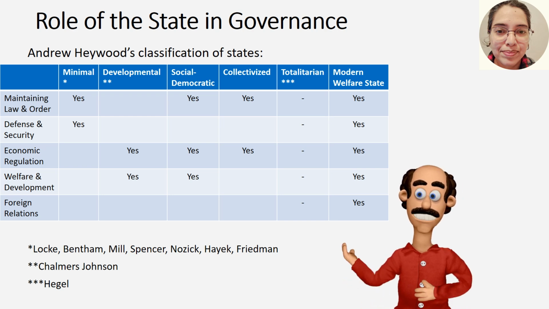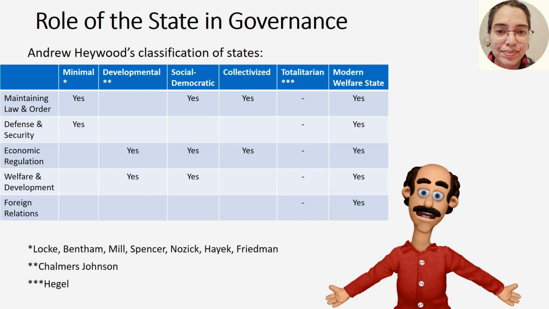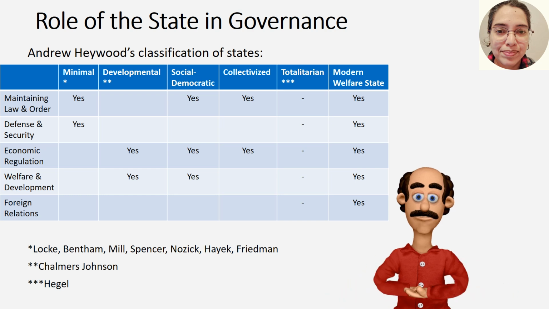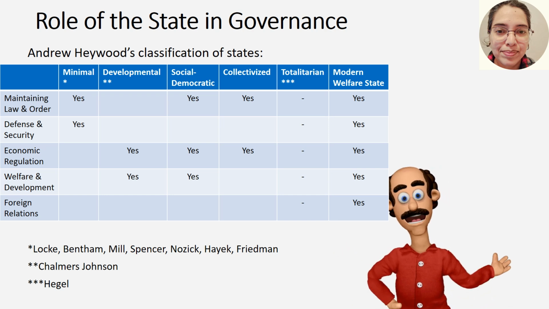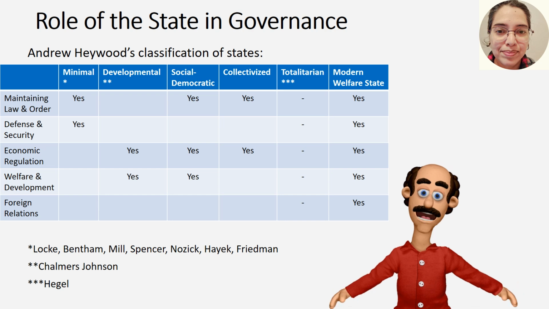A collectivized state such as the People's Republic of China has a very strictly regulated economic model and maintains law and order with an iron hand. A totalitarian state, as described by Hegel, would subjugate its population rather than help them thrive. As such, it is not clear if it can carry out any state function in an effective way.